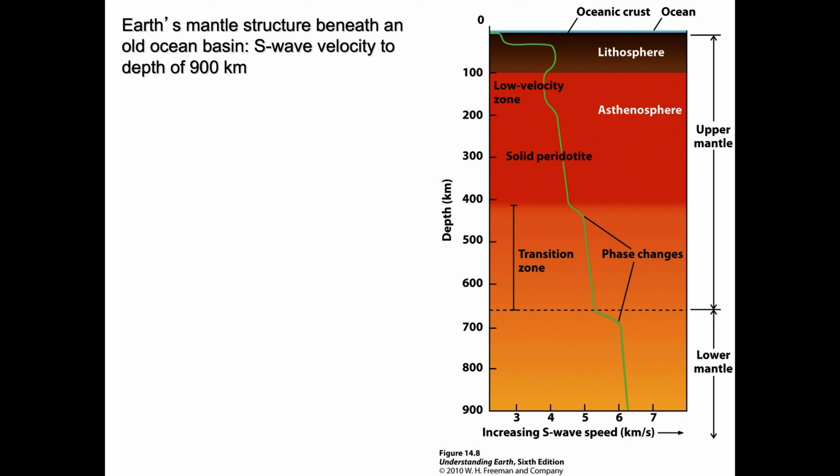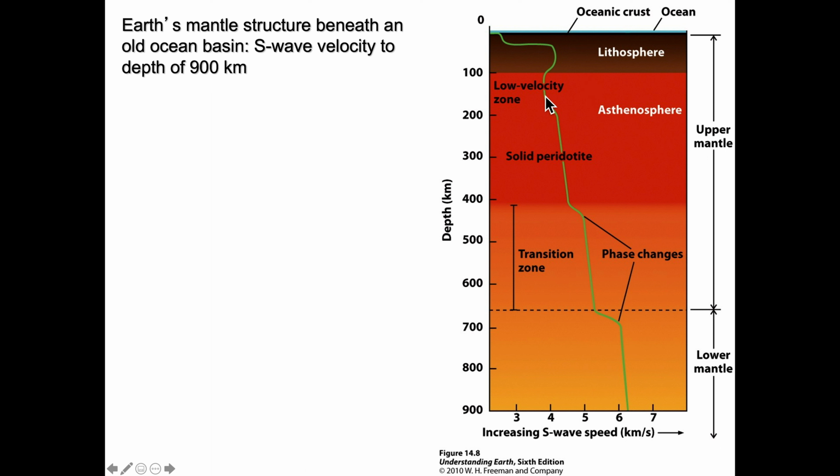We see a transition to lower speed here at the bottom of the lithosphere that's related to the beginning of the phase change, partial melting, as we go into the asthenosphere, the weak sphere. So we have a low velocity zone here because part of this material is molten or melted. It's a liquid of some type, very dense liquid.